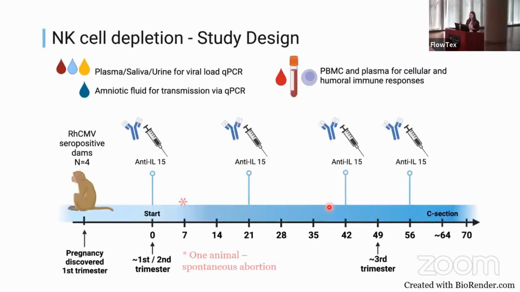This is the study design. We have 4 CMV positive dams in their first trimester of pregnancy. They received 4 doses of anti-IL-15. The first animal we performed this in had a fetal death at day 7. I'm going to come back and talk to this. The other animals went on to the study-planned C-section.